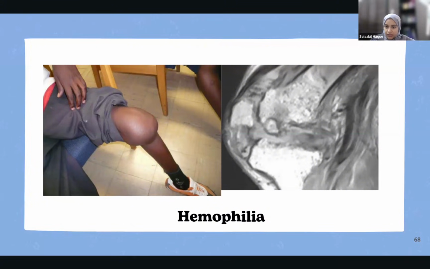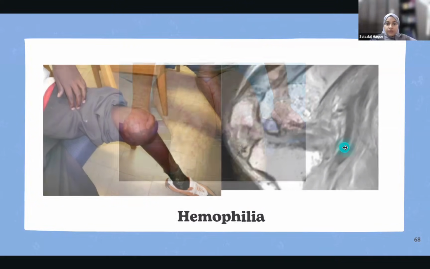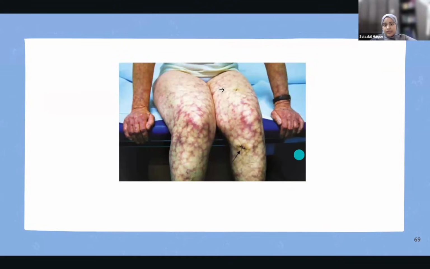CBC and coagulation profile are very important as well. And the most common presentation is bleeding in joints, or hemarthrosis. Okay, so now can anyone tell me what this sign is? Livedo reticularis. Perfect. Yes. So this is livedo reticularis, and you can see some signs of thrombosis here as well.